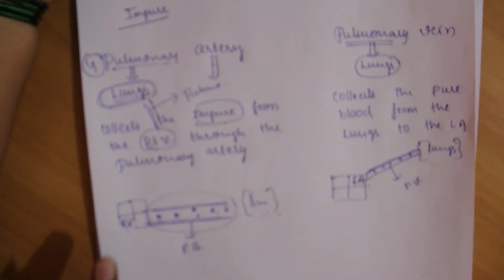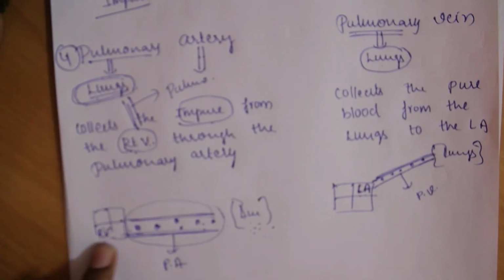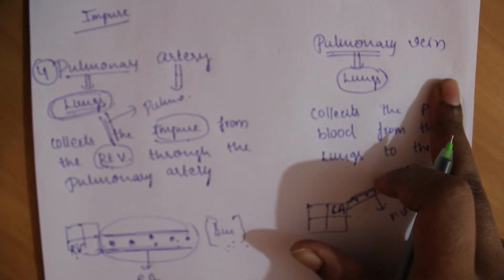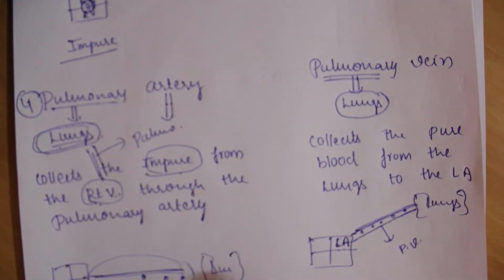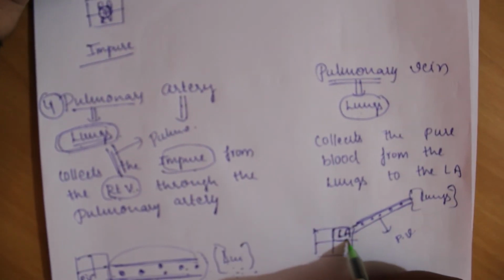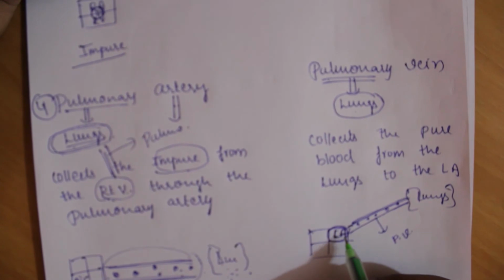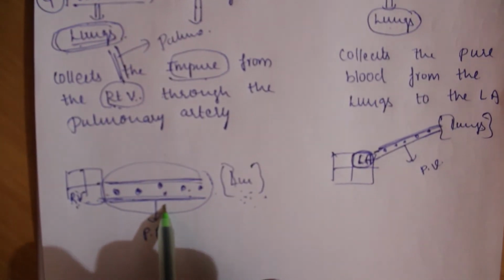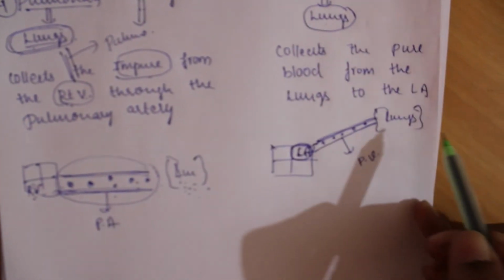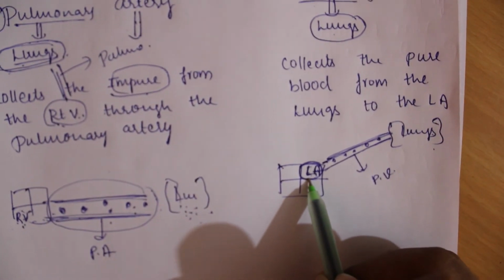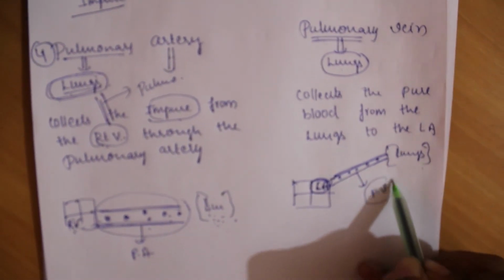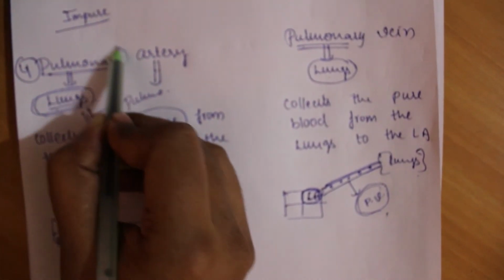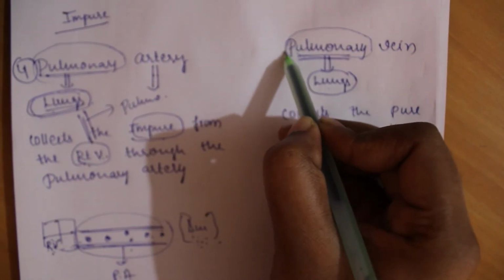Here the impure or deoxygenated blood passes from the right ventricle to the lungs, but the pulmonary vein carries the oxygenated blood from the lungs into the left auricle chamber. When the right ventricle passes the deoxygenated blood to the lungs, after purification it goes from the lungs to the left auricle of the heart through the help of the pulmonary veins. These are the functions of the pulmonary veins, as they perform the circulation of the blood through the lungs.